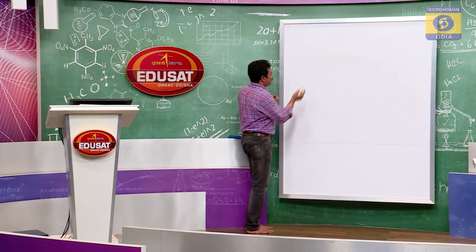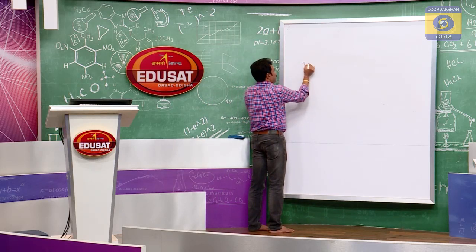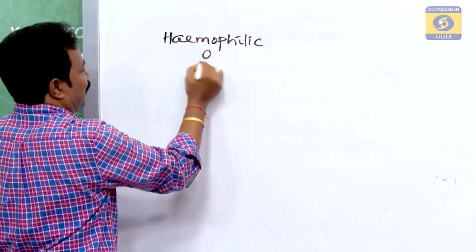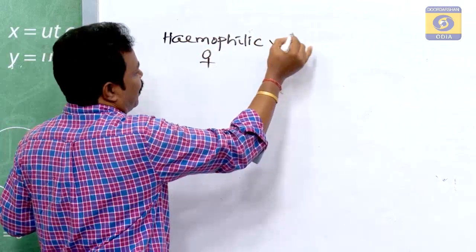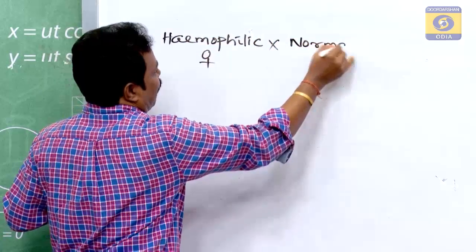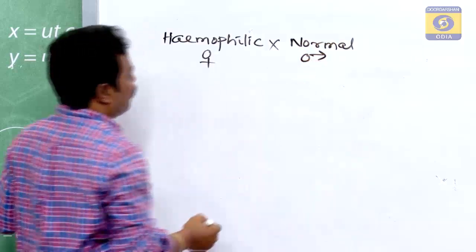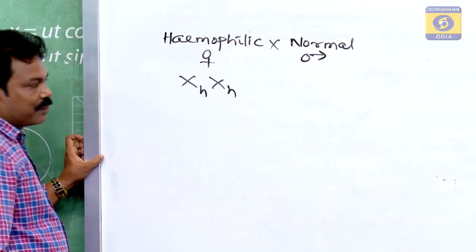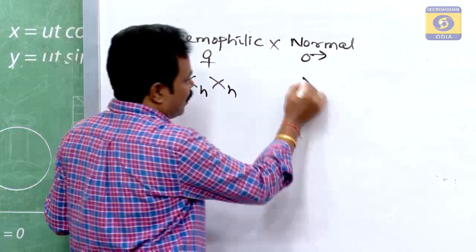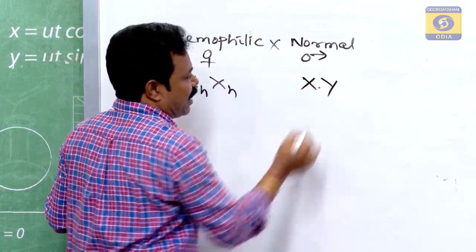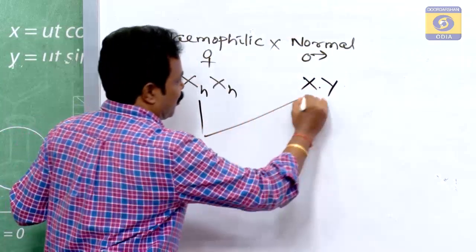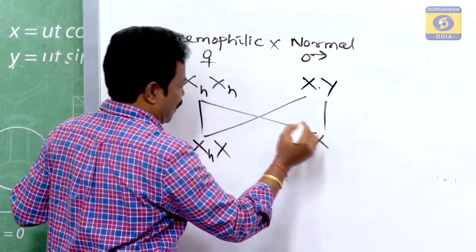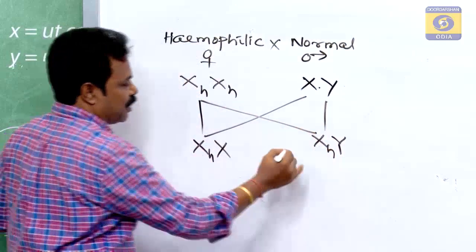Let's take reciprocal crosses. First, hemophilic female with normal male: XHXH with XY. The offspring are XHX carrier females and XHY, that is, hemophilic males.